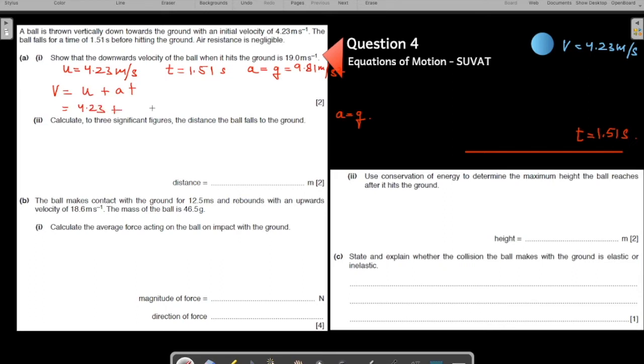4.23 plus a, which is 9.81, times 1.51. Now a is positive. Why? Because the ball is moving downwards and g is also downwards. Both of them are in the same direction. The ball is moving downwards, even the g is downwards. Both of them are downwards, same direction, so a will be taken as a positive number. Solve this out in your calculator. Let me show you the mark scheme now to tell you your answer.